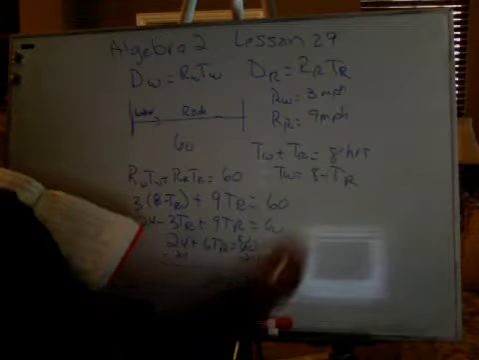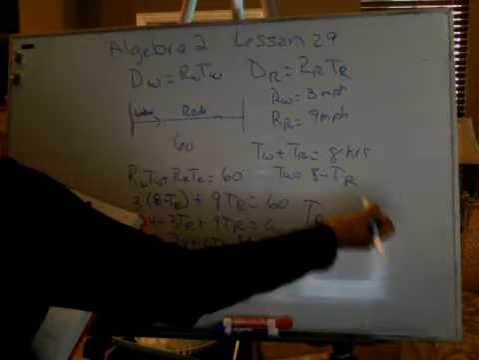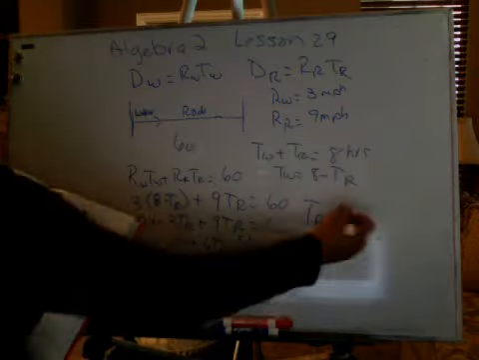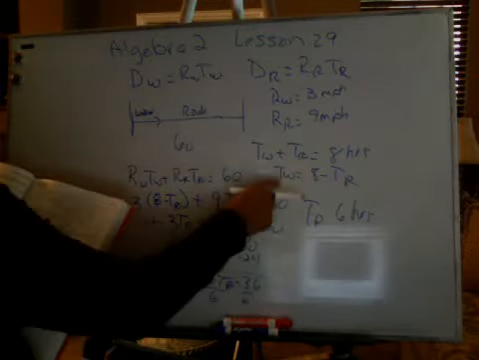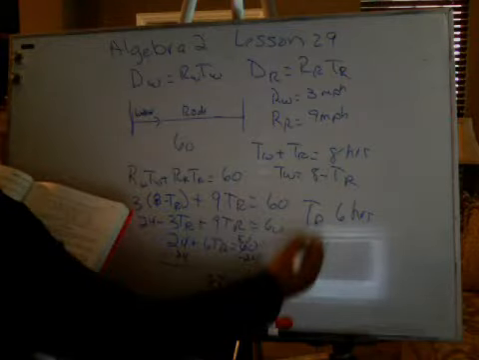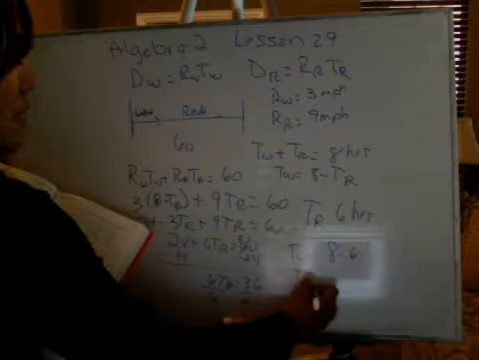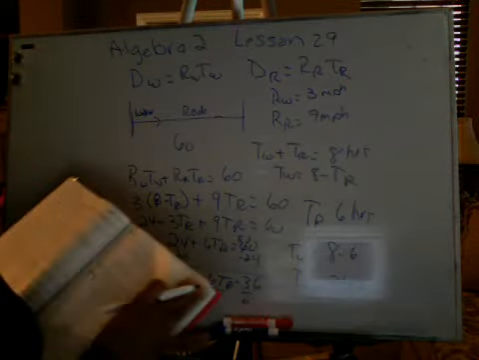Divide by 6, so the time that he rode was 6 hours. But they want to know how long he walked. We want T of W. So we simply put it back in this formula, 8 minus 6, so the time that he walked was 2 hours. That's it. We don't have to find the distance.